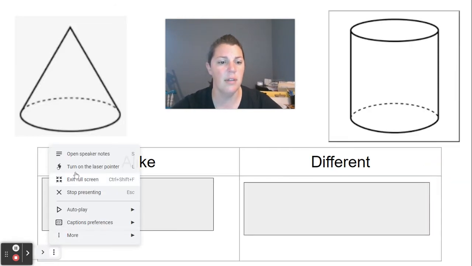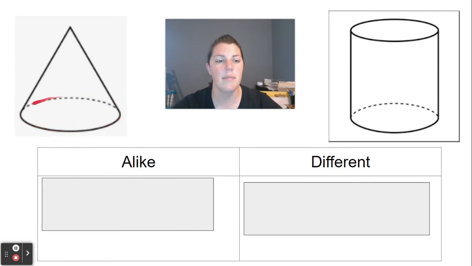First of all, tell me what this shape is. It has a circular face down here, a flat side that's shaped like a circle, and it comes up to a point or a vertex. This shape, can you name it? It has two flat faces that are shaped like circles, and there are no points or vertices. This shape is called a cone, and this shape is called a cylinder.